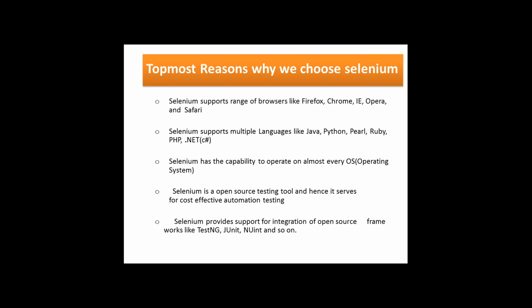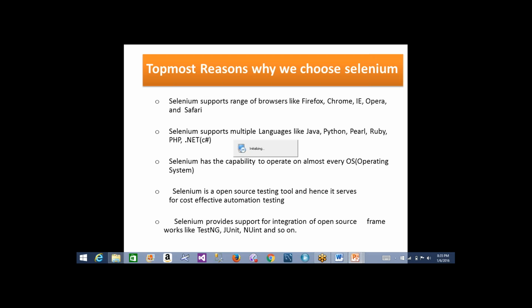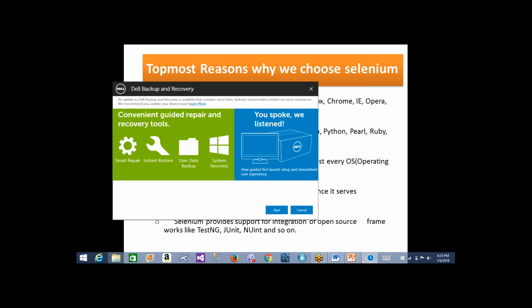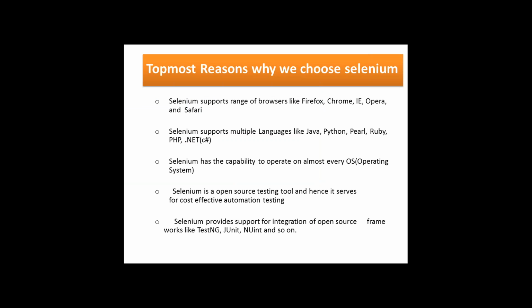We will see some of the top reasons why we have to go for Selenium. Selenium supports a range of browsers like Firefox, Chrome, IE, Opera, and Safari. That means it is possible to conduct compatibility testing using almost all popular web browsers available in the market. Whereas if you compare QTP, it supports IE, Chrome, and Firefox, and it supports very late versions. QTP never supports the latest versions of browsers. It will always lag.